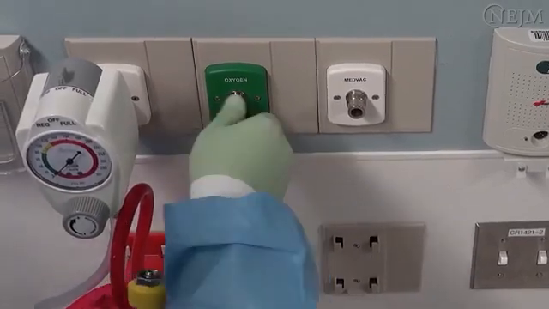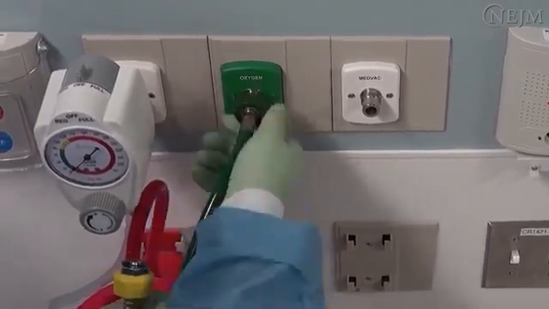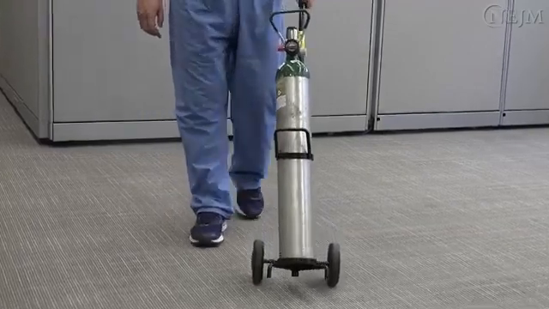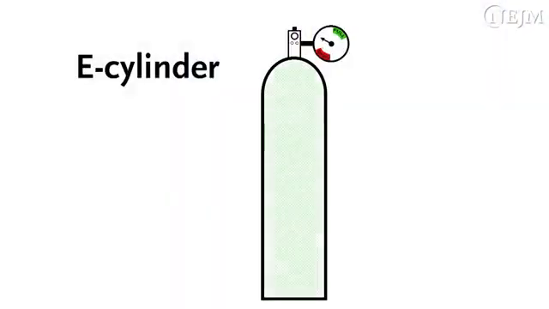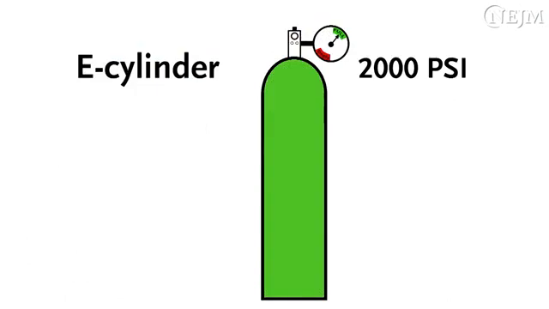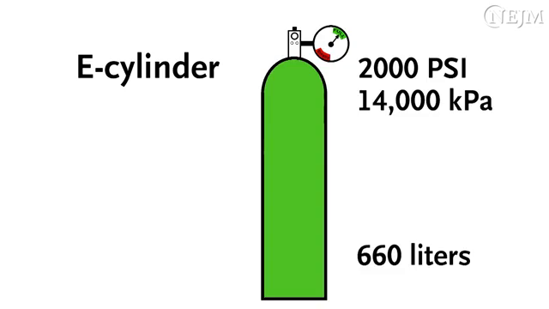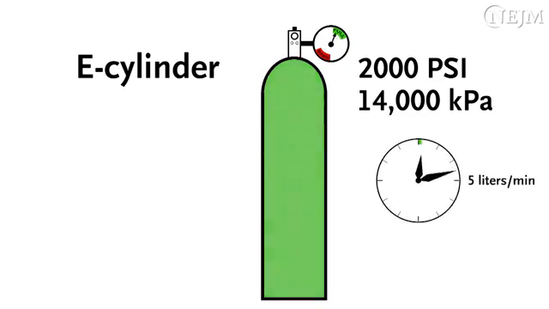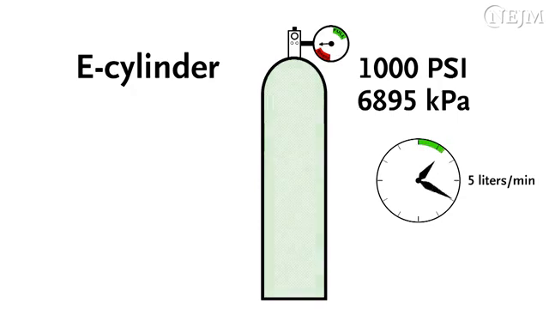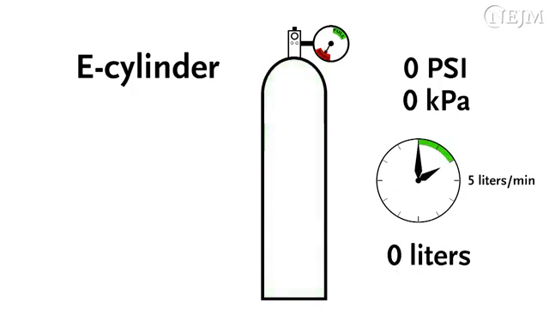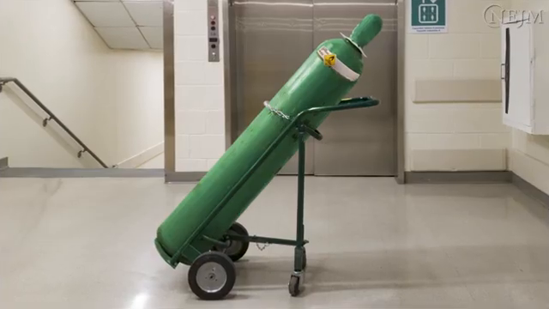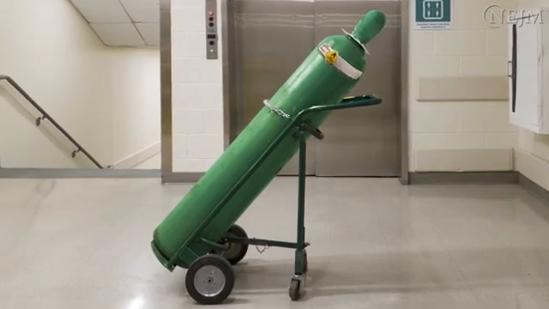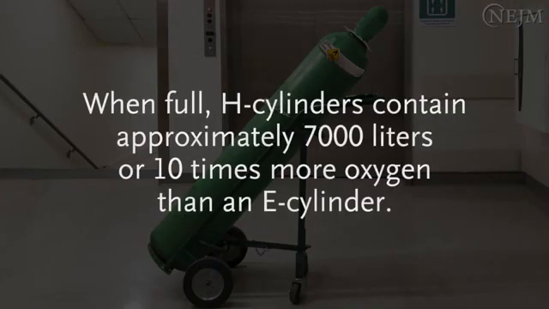In many hospitals, a medical gas pipeline is the primary source of oxygen. When a pipeline is not available, E-cylinders are commonly used. A full E-cylinder with a pressure of 2,000 pounds per square inch, or 14,000 kilopascals, contains approximately 660 liters of oxygen. Thus, at a set flow rate of 5 liters per minute, an E-cylinder would be able to deliver oxygen for 2 hours. H-cylinders are also commonly used in hospitals that do not have a central oxygen supply. When full, H-cylinders contain approximately 7,000 liters, or 10 times more oxygen than an E-cylinder.